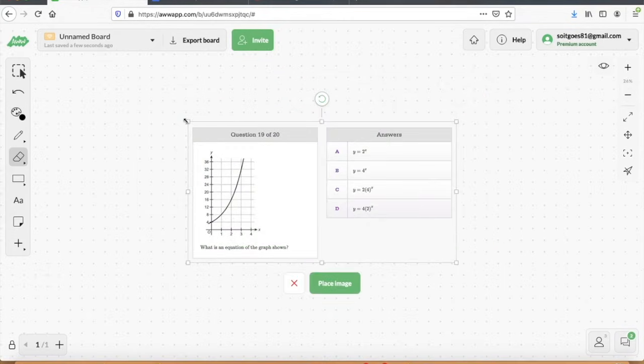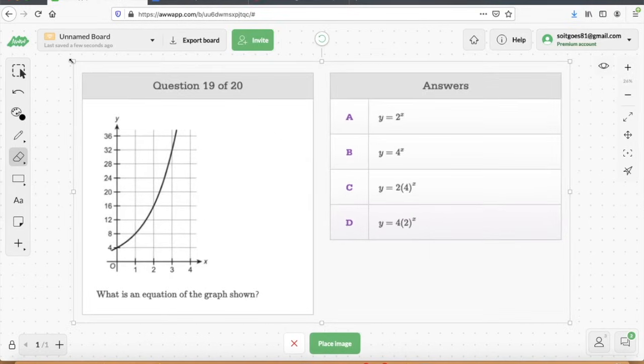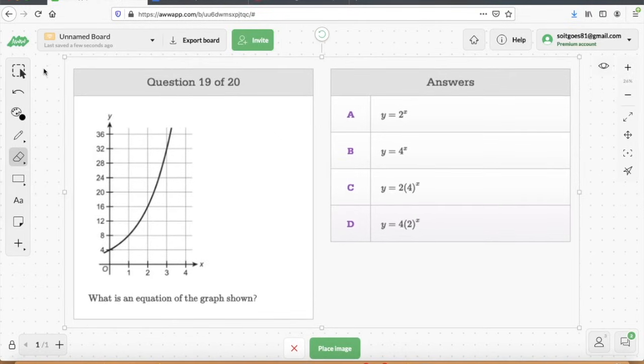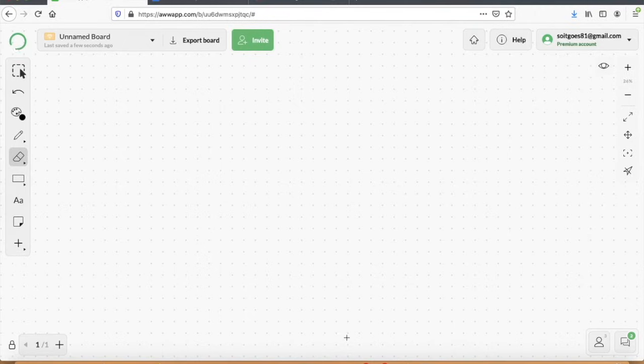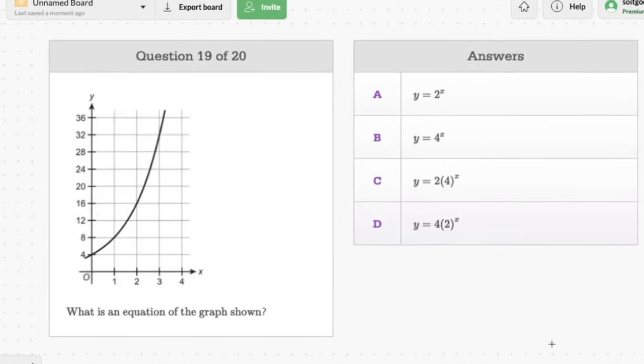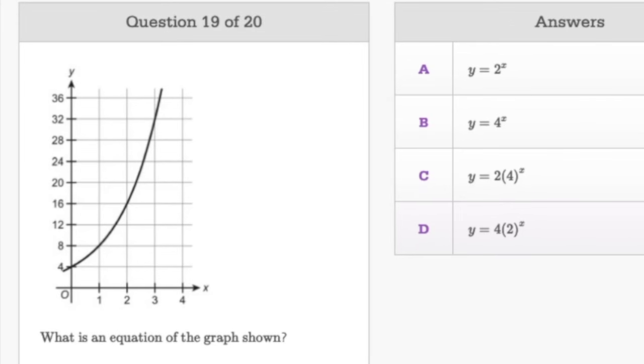These look like scary questions. This one here especially looks very scary. But it's not bad. Go ahead and read this question for me, please. What is an equation of the graph shown? Okay, now this is a funky curve here.